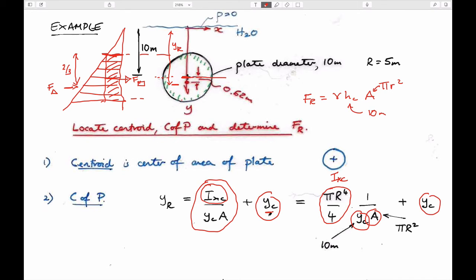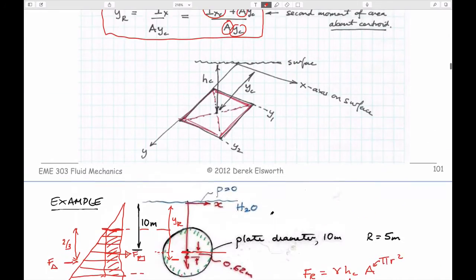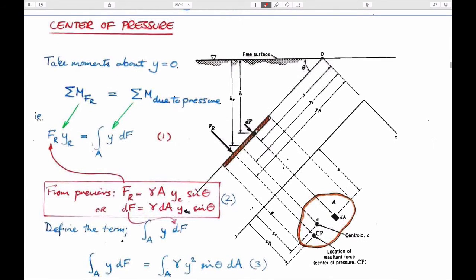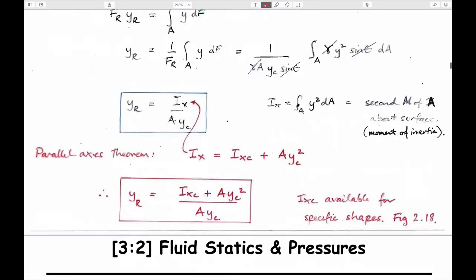Again, to reiterate, y sub c is the slope distance from the surface. Probably a better picture, okay. So this is for a plate. This is the center line of this plate, half height, half length. This is the centroid of this plate, half above, half below. The depth of the centroid is to that point. The slope distance y sub c is not. And so that's important.